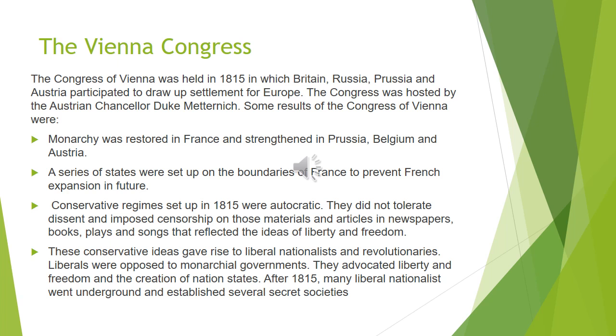Now, these conservative ideas also gave rise to liberal nationalists and revolutionaries because people were opposed to the idea of conservatives. And that is why many liberal nationalists and revolutionaries came up. Now, these liberals were opposed to monarchical governments. It was obvious. They advocated liberty and freedom and the creation of nation states. After 1815, many of the liberal nationalists went underground and established several secret societies. So the conservatives could not tolerate the idea of the liberal nationalists, and they wanted to suppress these liberal nationalists. And that is why many of these liberal nationalists who had come up had to operate from underground, and they established several secret societies to carry on their operations.